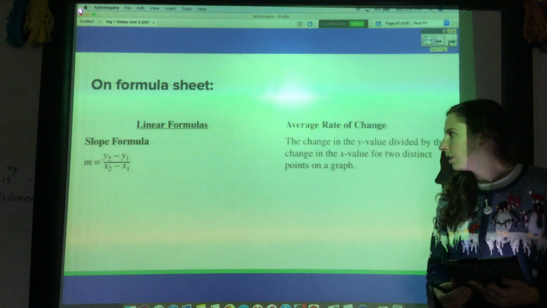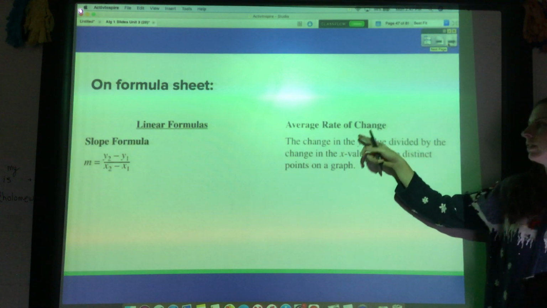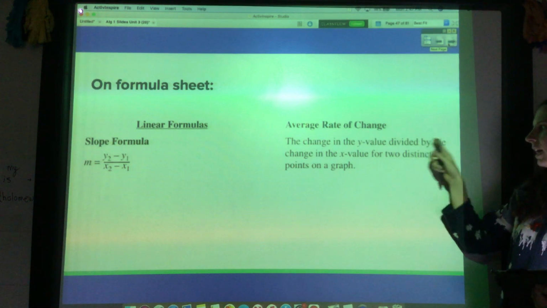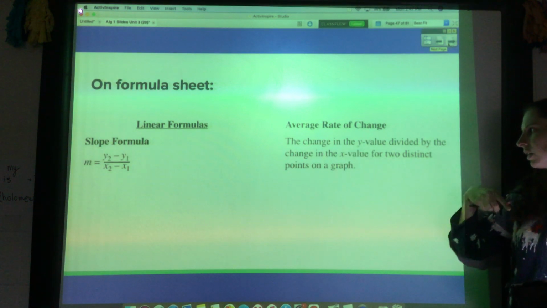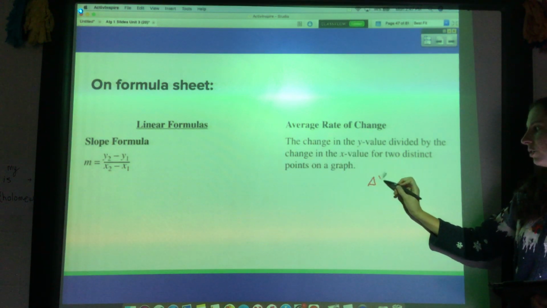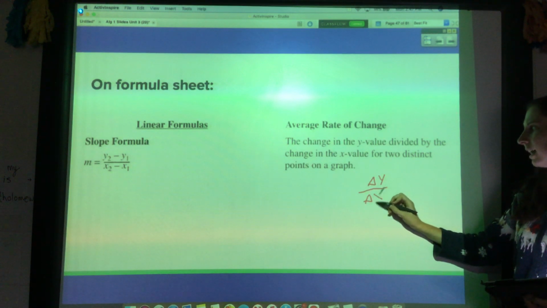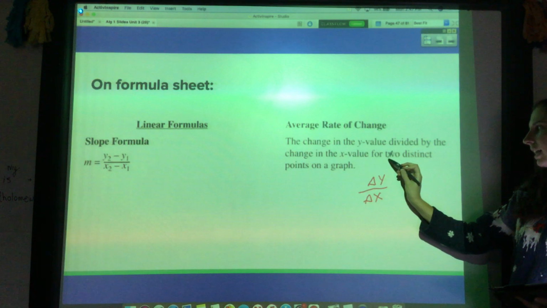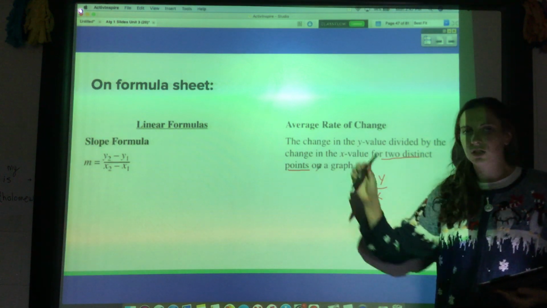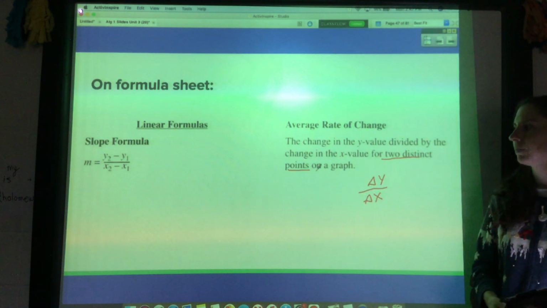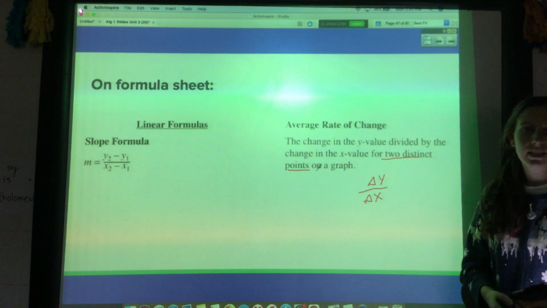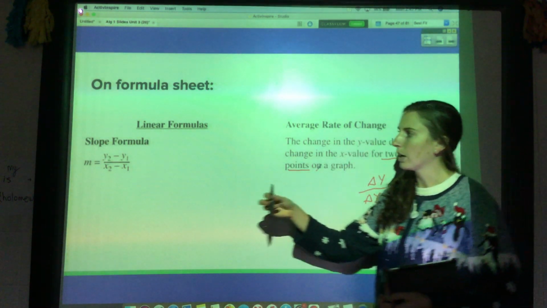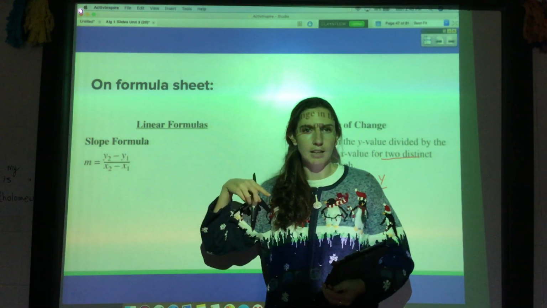This is on your formula sheet. It says it in words. It says average rate of change, the change in the y value divided by the change in the x value. So that's change in y over change in x for two distinct points on a graph. So it's just, they got to give you 2 points like as a starting and an ending point for your interval. Keep in mind, this is the same as slope. Like it literally is the same thing as slope. So if you want to just use the slope formula, you can.